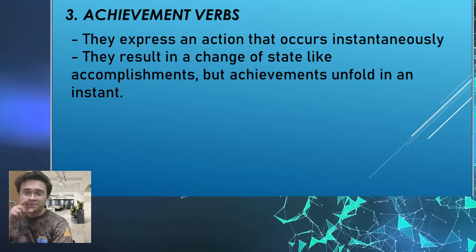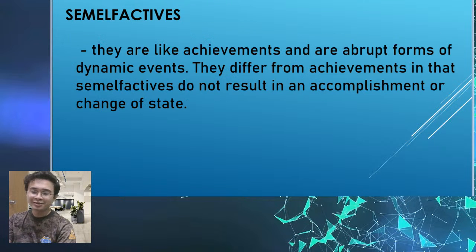And achievement verbs also have a result, but the only difference from the accomplishment verb is that it happens quickly, or we call that instantaneously. And also the result happens in an instant. And for semelfactives, somehow it is also similar to the achievement verb, however the only difference here is there is no result. Even though the action happens fast, there is no result.